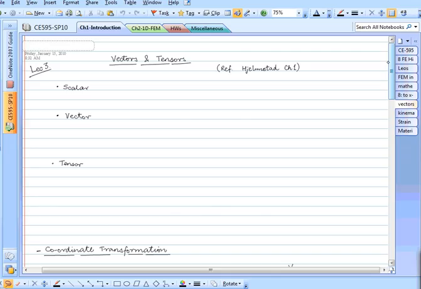So before we get to talking about tensors, we all know what a scalar is, right? A scalar is a physical quantity that we can represent with just one number. And it has just one magnitude. Example, temperature. And related to a scalar is a scalar field. So what is a scalar field?